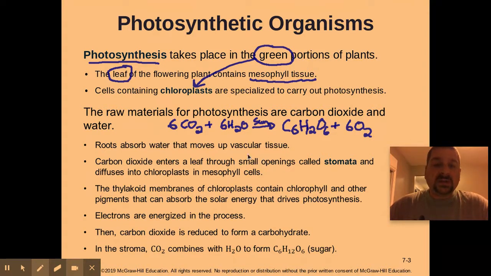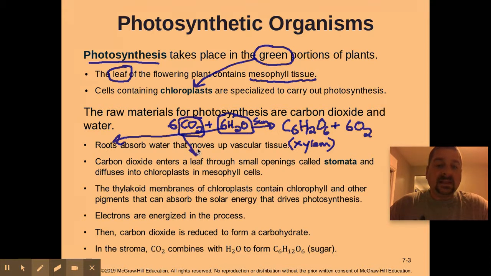Where do some of these things come from? The water is going to be taken up by the roots, so it moves up through the vascular tissue. Water, in this case, moves through the plant through a tissue we call xylem, and you'll learn more about that in the plant chapters. Carbon dioxide is taken in through the leaf.